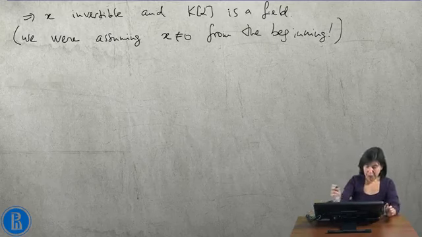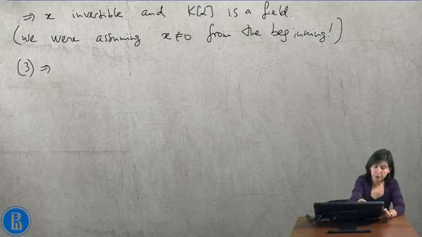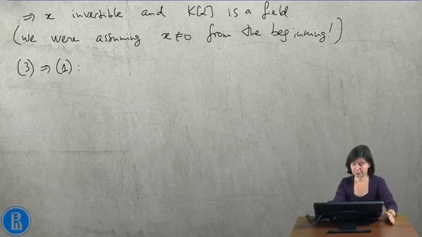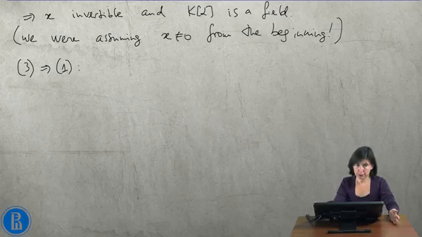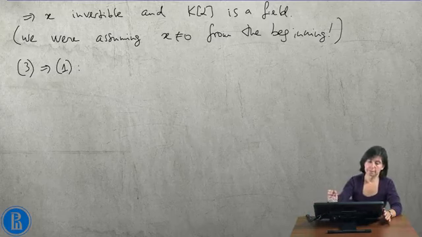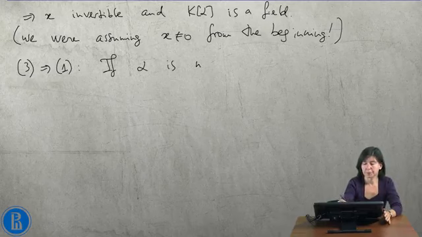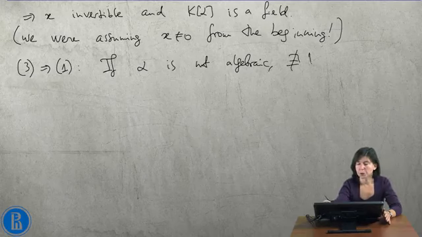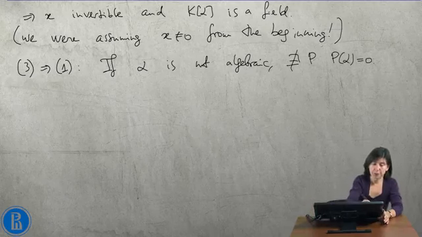Okay, so let me prove that 3 implies 1. So if K of alpha in the square brackets is a field, then alpha is algebraic. This is maybe the easiest part. So if alpha is not algebraic, then there exists no polynomial p such that p of alpha is 0. But what does this mean?